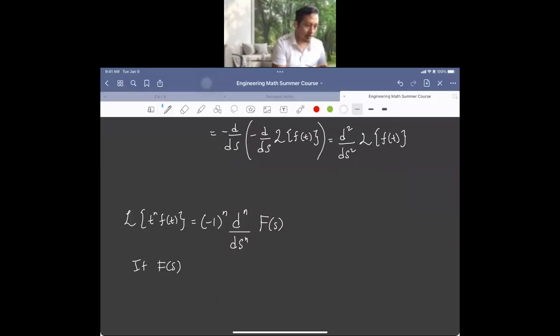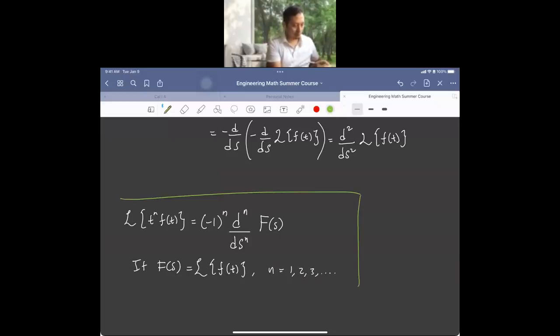So this is if the capital F of s is equal to the Laplace of f of t, and n starts from 1, 2, 3, and so on. So the more power you have on the t, it's basically saying how many times you will differentiate.